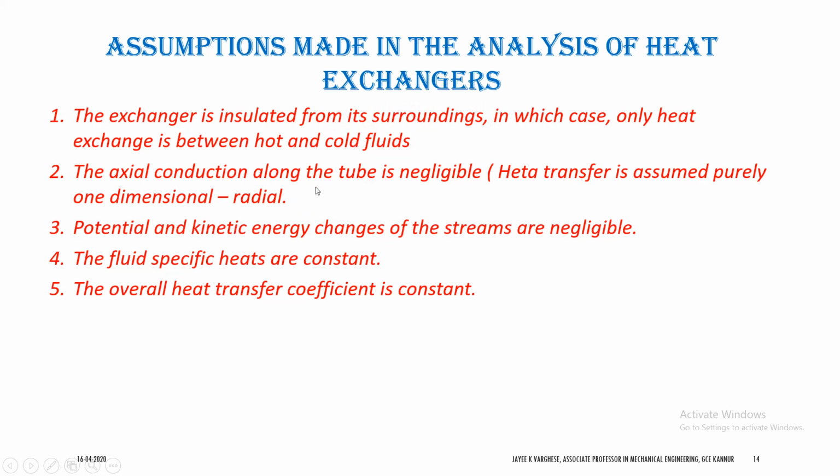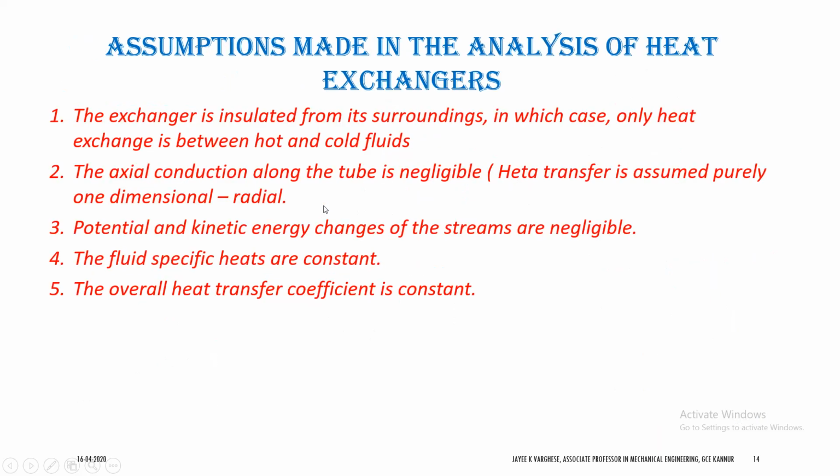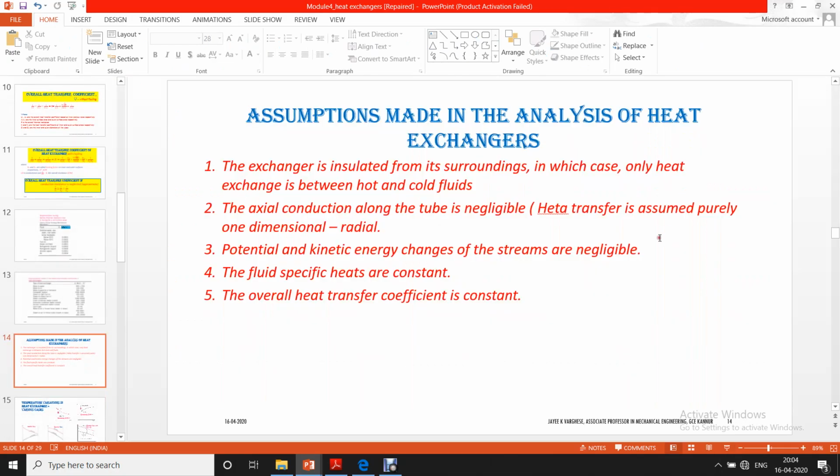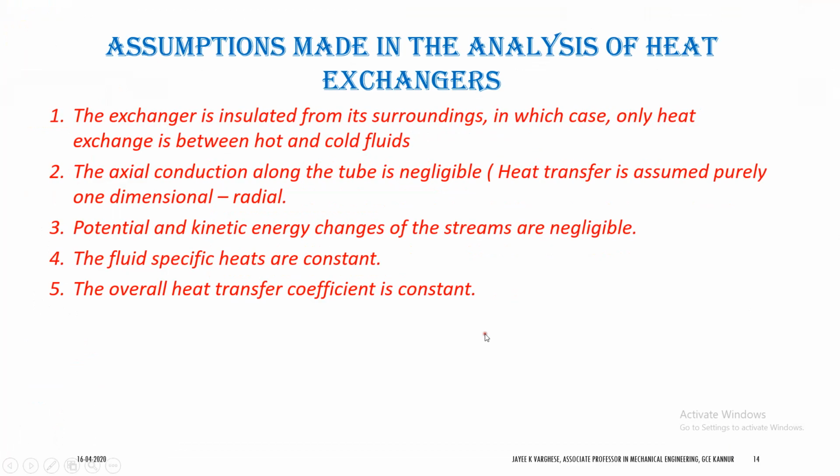Now another assumption is that the heat transfer is purely radial. We assume a one-dimensional heat transfer. So the axial conduction along the tube is negligible. Heat transfer is assumed purely one-dimensional. One-dimensional in the sense it's purely radial. There is no heat transfer along the wall in the axial direction.